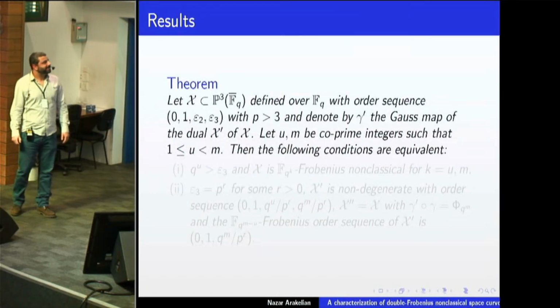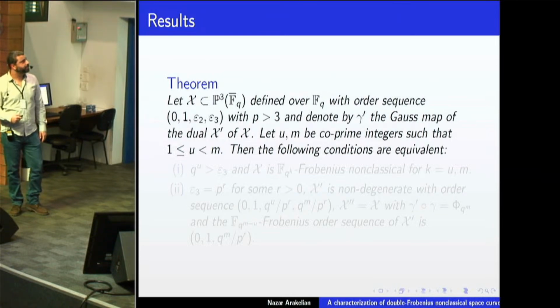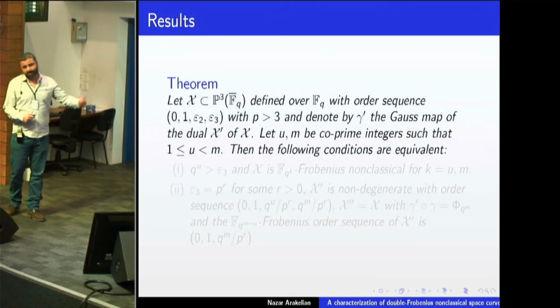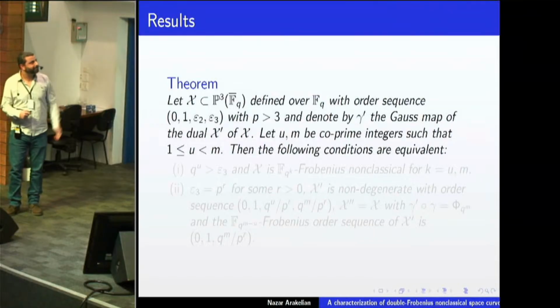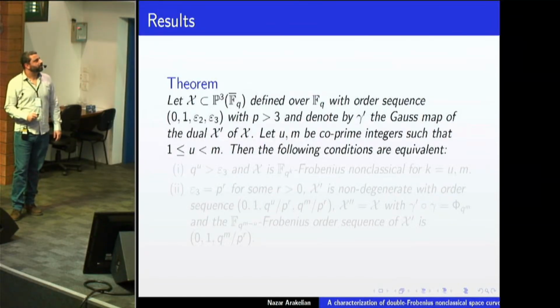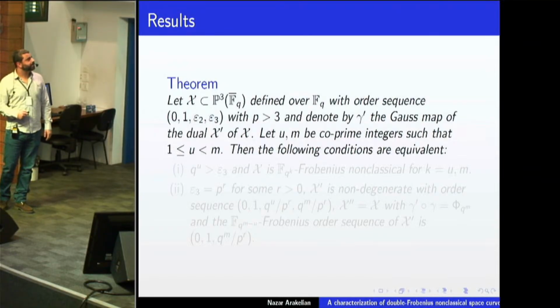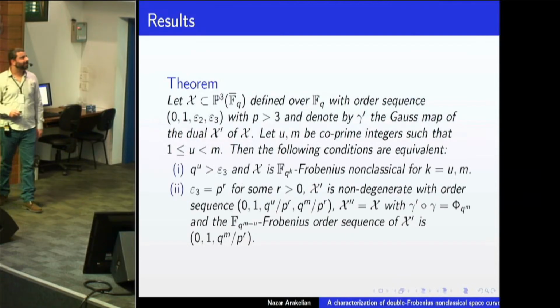So consider a curve in P3 with this order sequence. Of course, I didn't mention it, but it's always there: p bigger than 3. With Gauss map gamma prime and two integers u and m, the following conditions are equivalent.